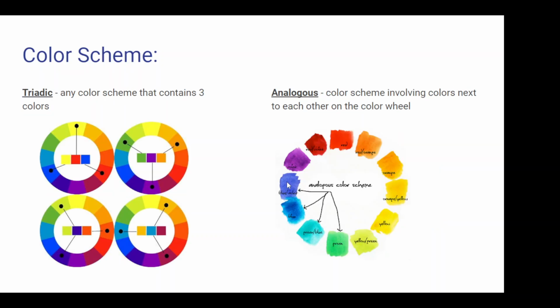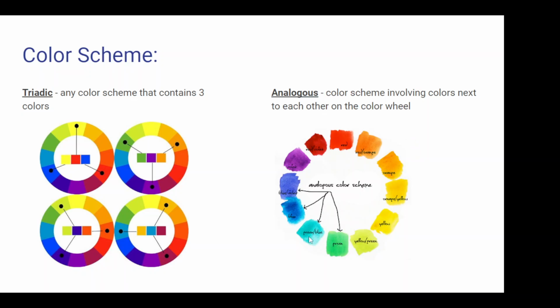So a triadic just is a definition for any three color scheme. So there's several different types of triadic. We've actually already gone over two of those. So primary and secondary technically are a triadic color scheme because they're made with three colors. There's other ones such as warm and cool. You can also have analogous.